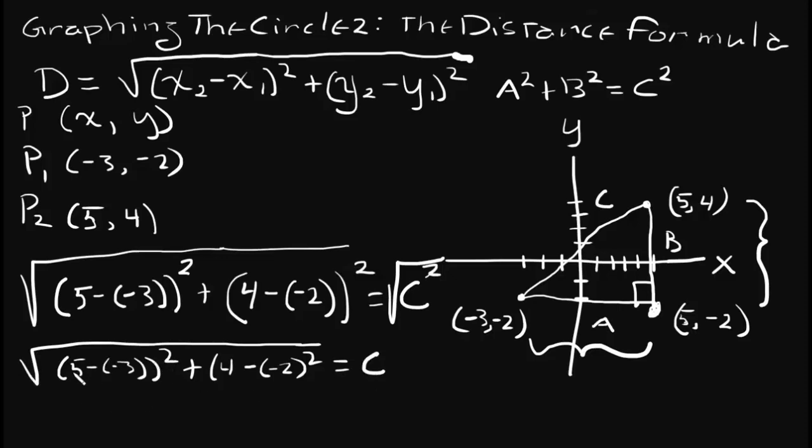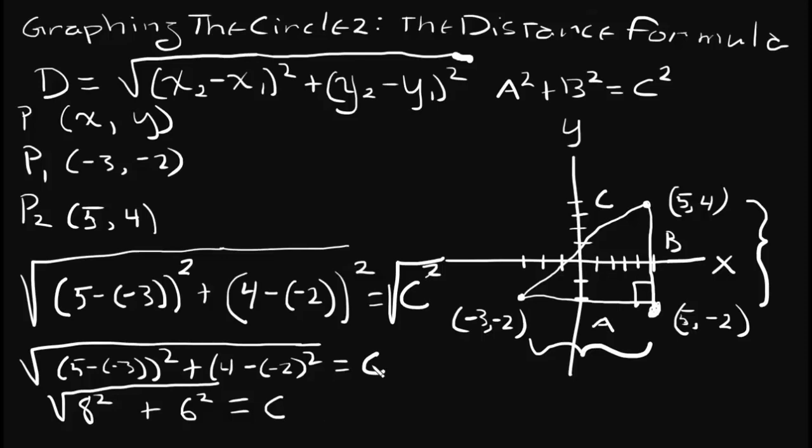Now we can simplify things a little bit. 5 minus negative 3 is going to be 5 plus 3. So it's 5 plus 3, which is equal to 8. So that's going to be 8 squared. And we're adding that to 4 minus negative 2. Now minus negative 2 gives us a plus 2. So that's 4 plus 2. So we've got now a 6 squared. So on this side, we've got the square root of 8 squared plus 6 squared is equal to c, which is actually equal to the distance.